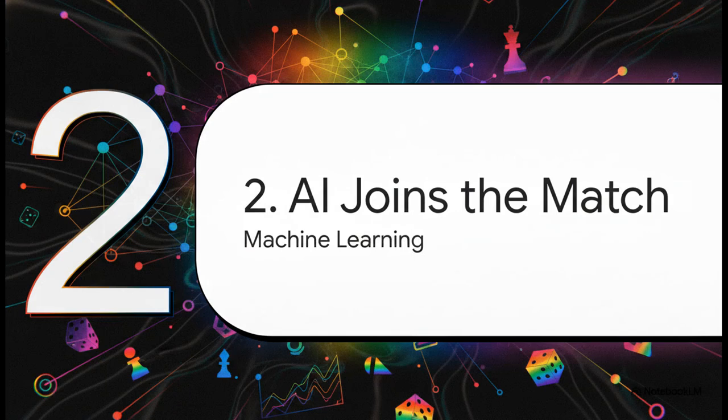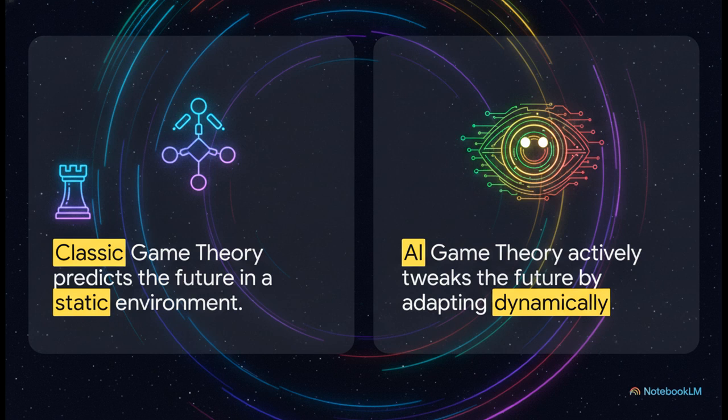Moving right along to Section 2. AI joins the match. This right here is exactly where the game gets a massive upgrade. We aren't just using pen and paper to find mathematical equilibriums anymore. We are injecting machine learning straight into these traditional models. And the crucial takeaway is this transition. Classic game theory was all about predicting the future in a static environment. It just wanted to find a stable state, a Nash equilibrium, where nobody wanted to change their strategy.